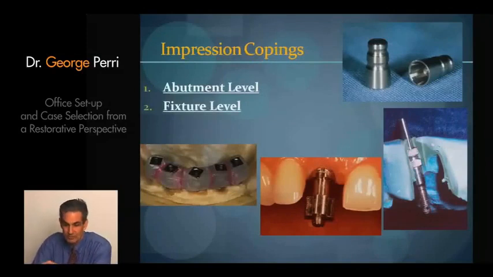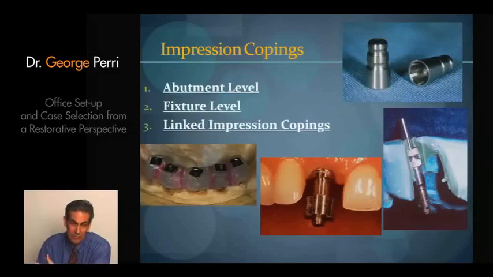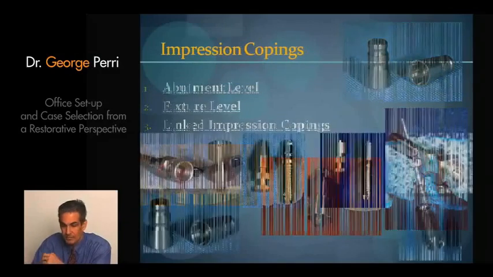to get input from various expert sources so that we can achieve the best restoration for the patient. The other thing, and it's really not another category, but a way to achieve the highest level of impression accuracy is to use what we call linked impression copings. Linked impression copings give us the predictability and the accuracy required to have a master model that will allow us to create the restoration we're striving to create.